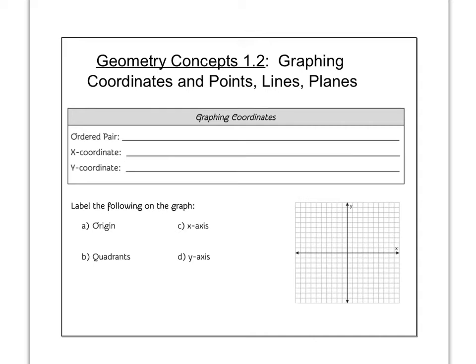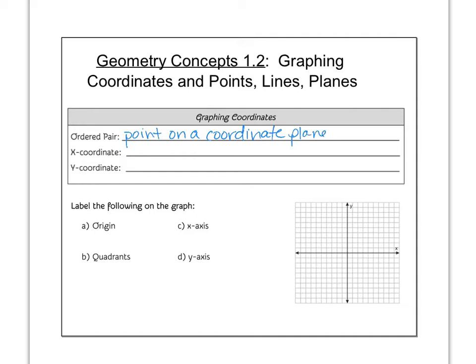Today we're going to be doing section 1.2, where we'll review how to graph coordinates, and then we're also going to learn about points, lines, and planes. So think about an ordered pair, and if you had to graph an ordered pair. Well, an ordered pair is just a point on a coordinate plane, or a point on a graph. So let's write that down. Point on a coordinate plane.